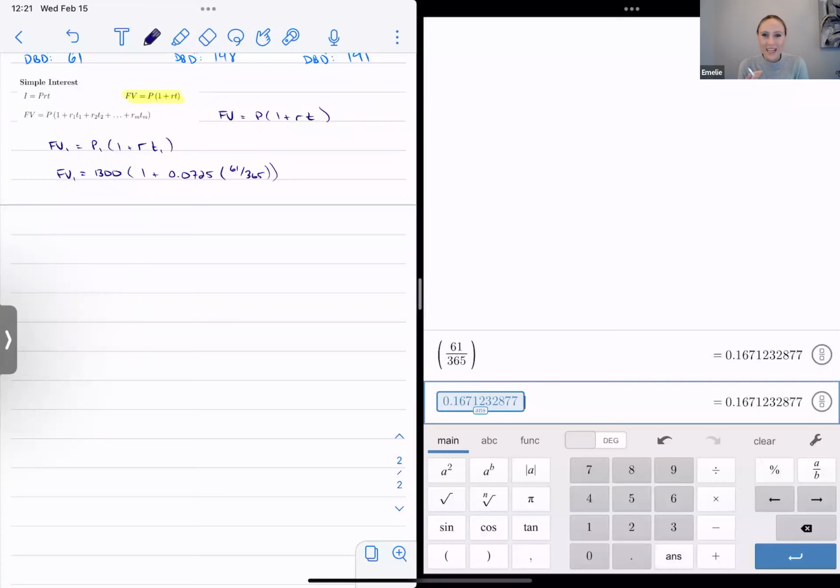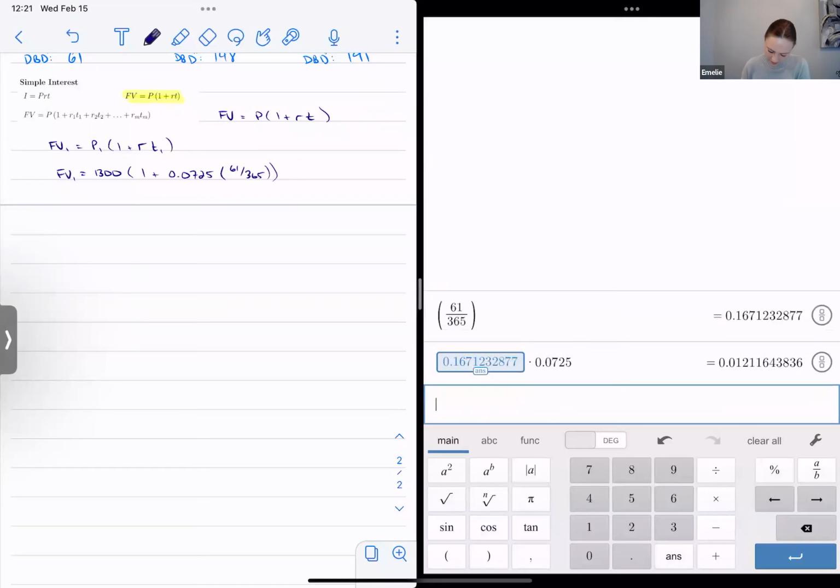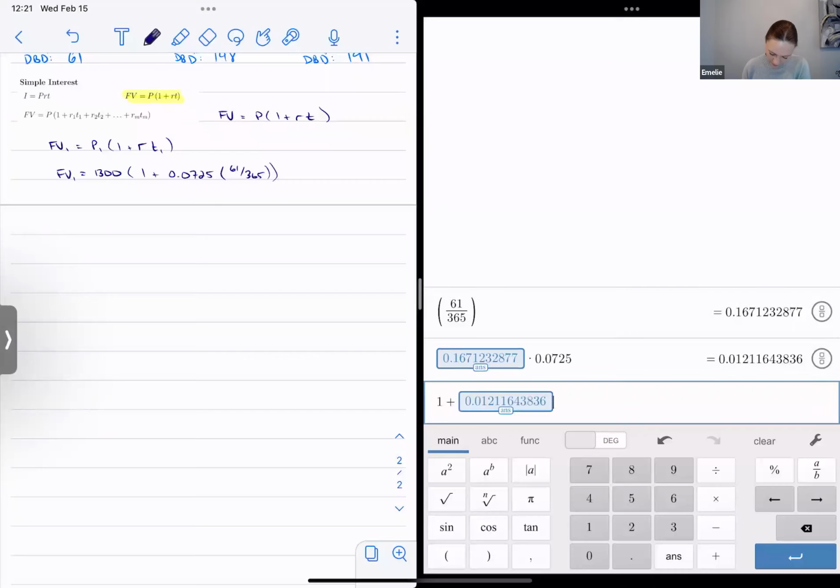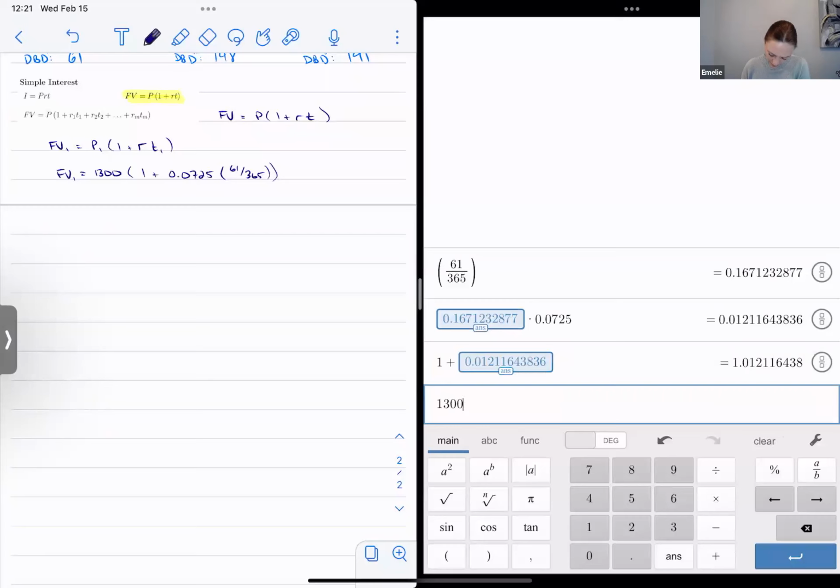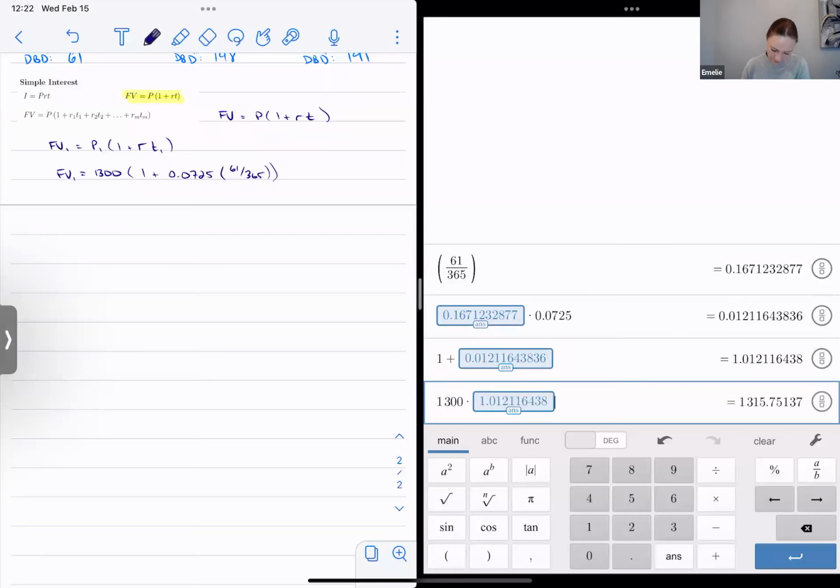Notice how I can use that answer button, the previous answer. I'm going to multiply that by 0.0725. Now I have that answer. So I'm going to do 1 plus the previous answer. And then I'm going to multiply it by 1,300 times that previous answer.